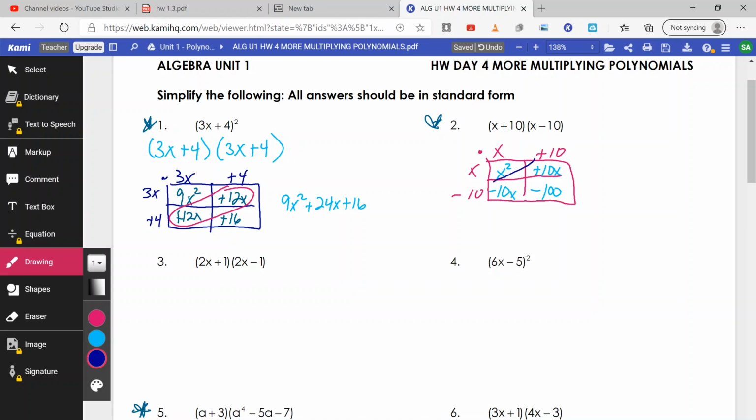I'll circle the like terms. Here we have the positive 10x and the negative 10x. Well, 10 minus 10 is nothing. And again, I can do that because the variable is the same. It's x and x, so they're going to cancel out. And it just leaves me with what I have outside the circle there: x squared minus 100.